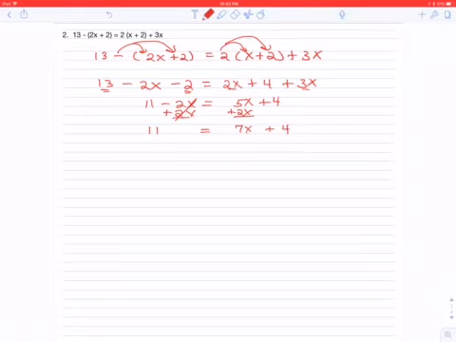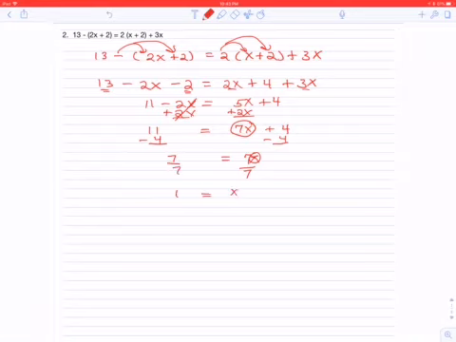Now we want to get the x term by itself. Since the 4 is added, to get rid of it, I'll do the opposite. I'll subtract 4 from both sides. So I have 7x equals 7. Once I get the x term by itself, now I want to get the x by itself. Since it's multiplied by 7, to get rid of that 7, I'll do the opposite. I'll divide by 7. So I have x equals 1.